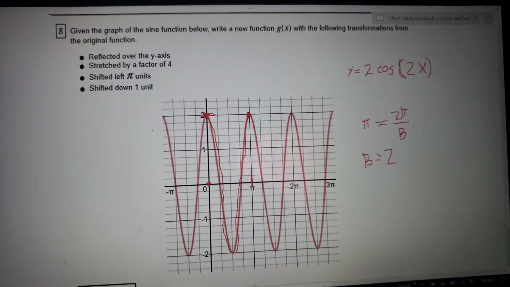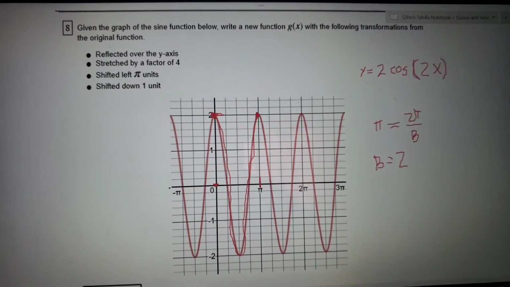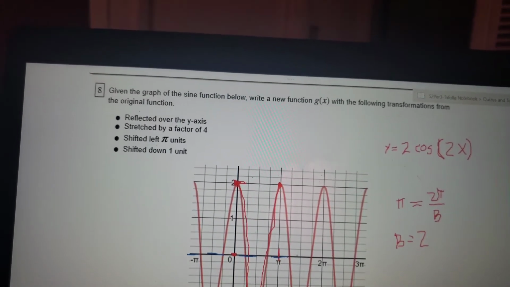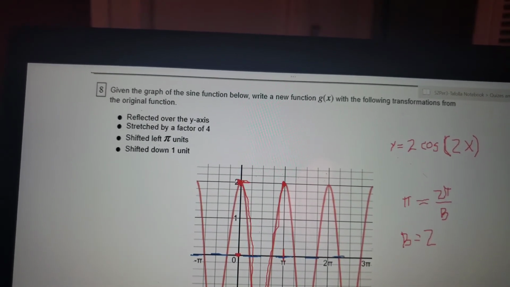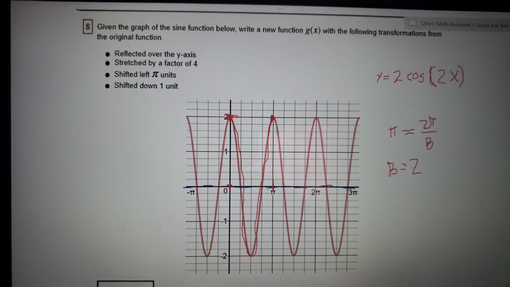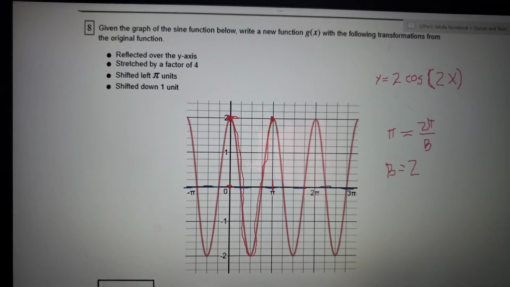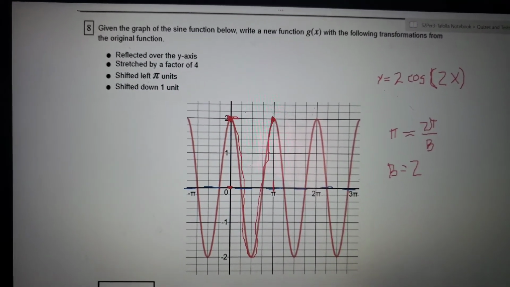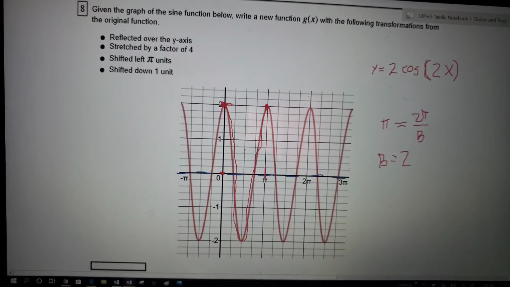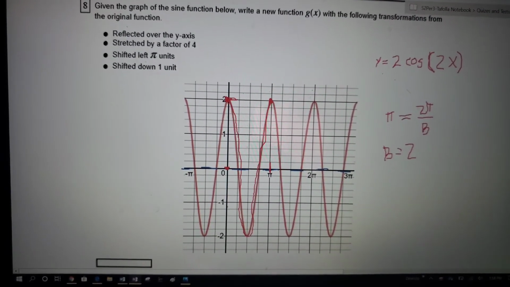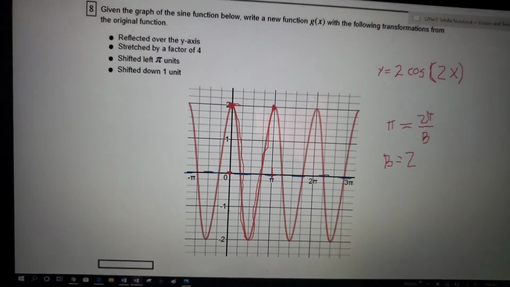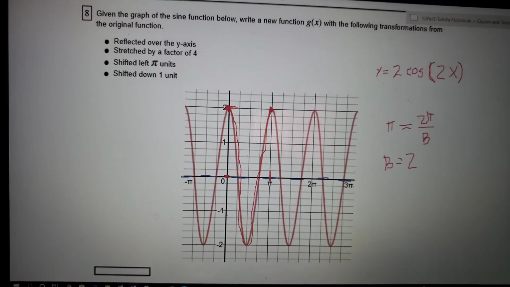Let me change this color. So the imaginary line that cuts this graph in half is right at the center. So that means that there is no vertical shift. The graph was not shifted either up or down, because the imaginary line goes through the middle. If the imaginary line shifts up 1 unit, then that means this graph was shifted up 1 unit. If the imaginary line goes down 1 unit, then this means that the graph was shifted down 1 unit. But the imaginary line that cuts the graph in half is at the center, so there was no vertical shift. So this is it.